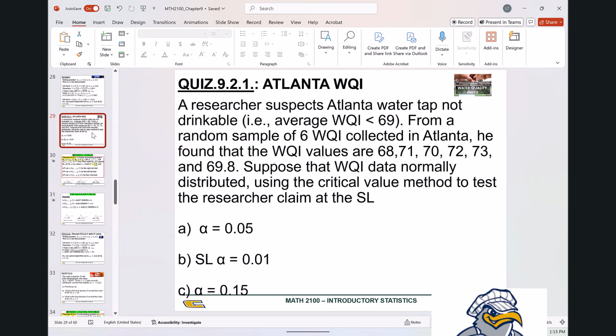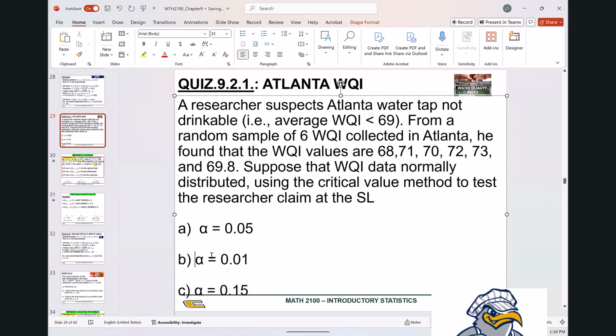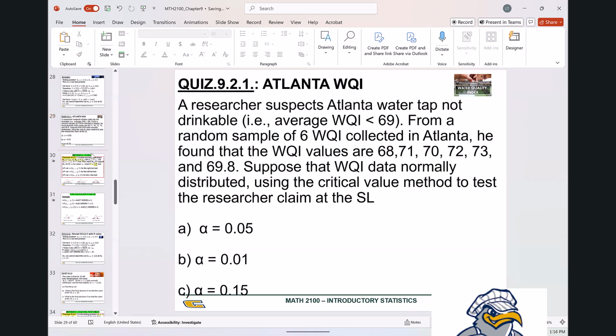Suppose that the data are normally distributed, and we use the critical value method to test the researcher's claim at significance levels alpha 0.05, alpha 0.01, and alpha 0.15. So we have different cases for the significance level here. Let us walk through this problem step by step.